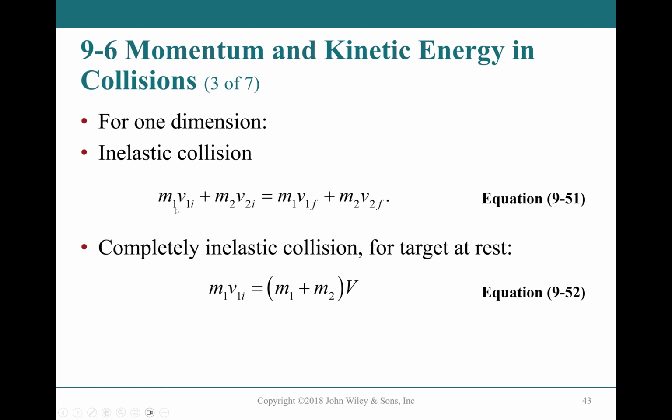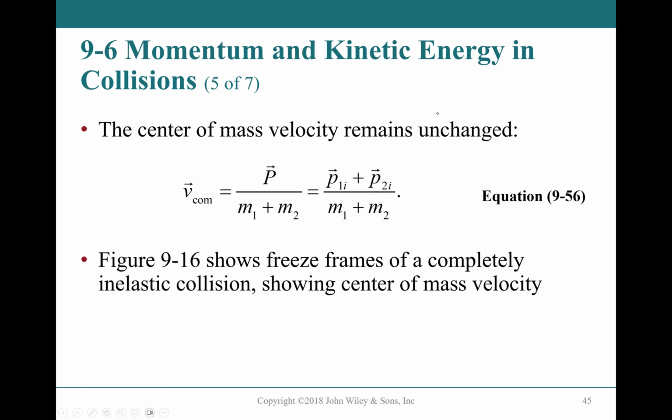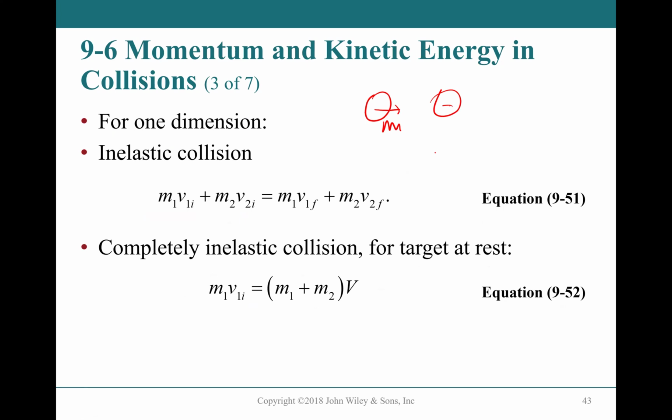Inelastic collision: these are the two masses, M1 and M2. You can have M1 and M2 moving in different directions. We have V1 initial and V2 initial, which are the initial velocities of the objects, and V1 final and V2 final, which are the final velocities of the objects.